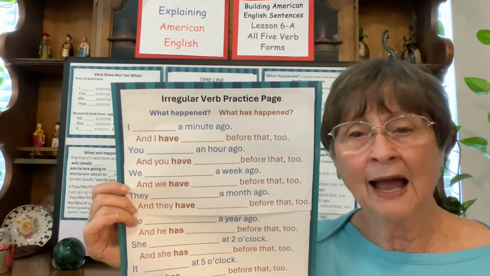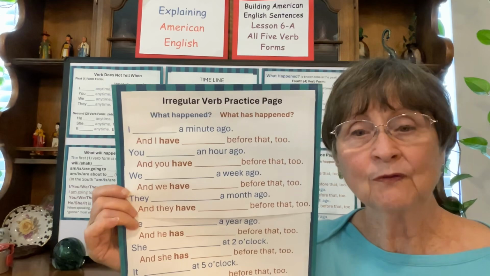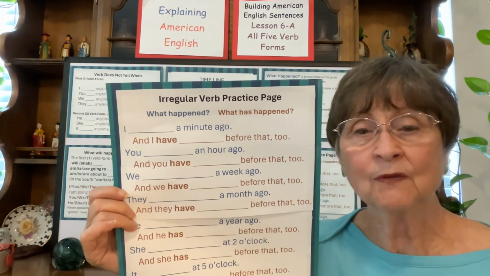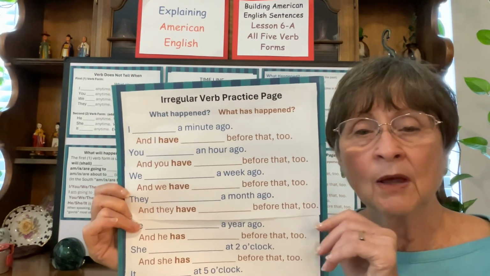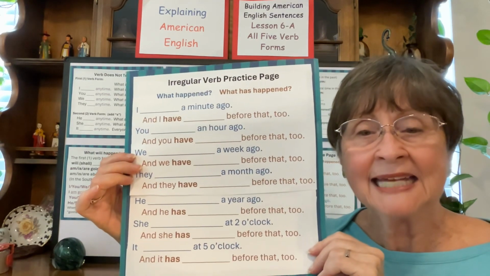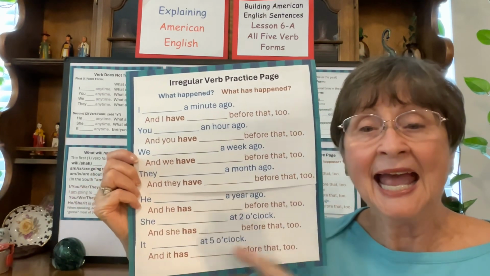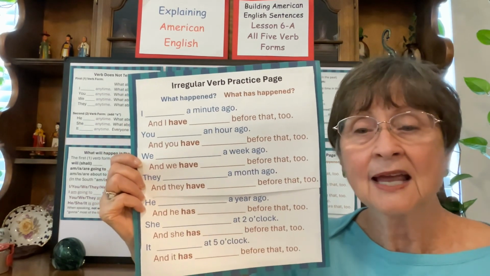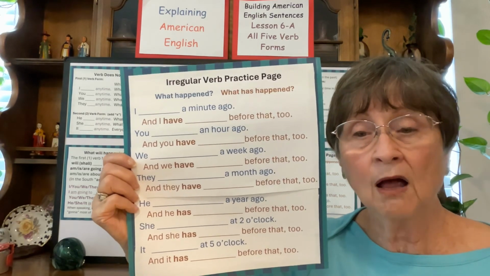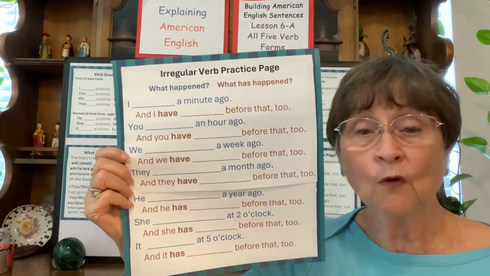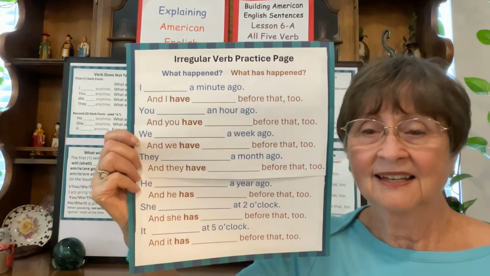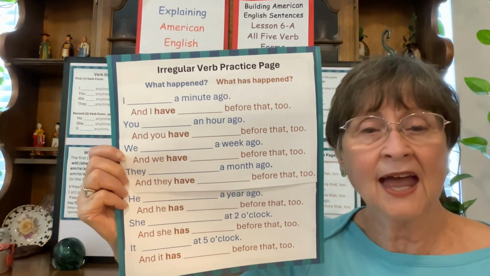You ate an hour ago, and you have eaten before that too. We ate a week ago, and we have eaten before that too. They ate a month ago, and they have eaten before that too. He ate a year ago, and he has, we changed to has, he has eaten before that too. She ate at 2 o'clock, and she has eaten before that too. It ate at 5 o'clock, and it has eaten before that too.